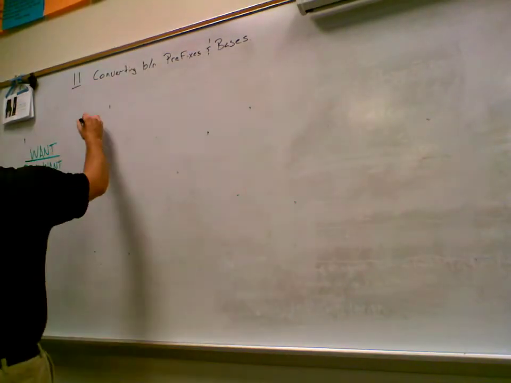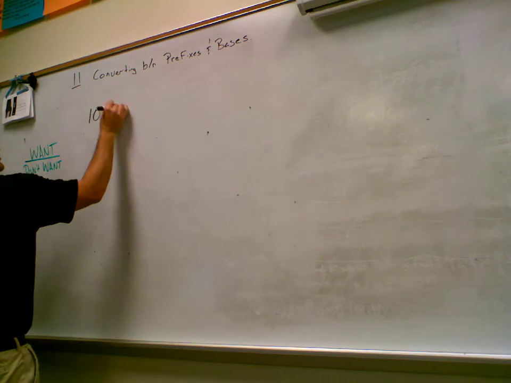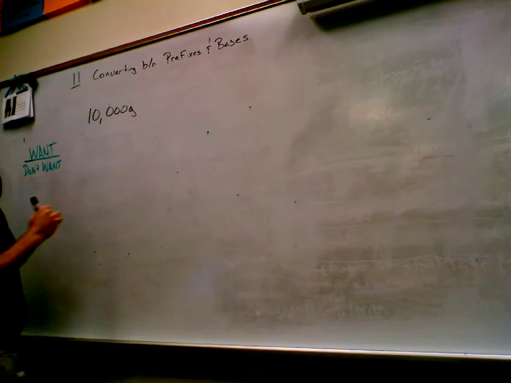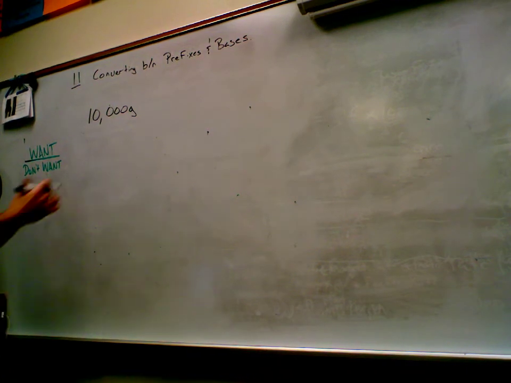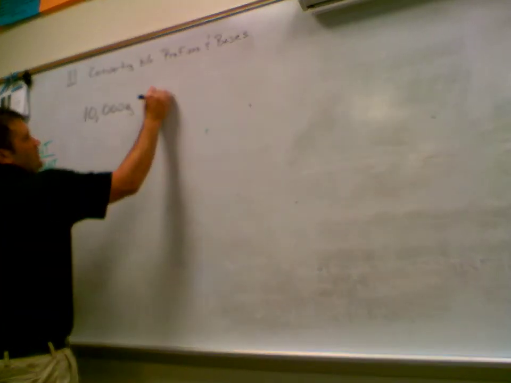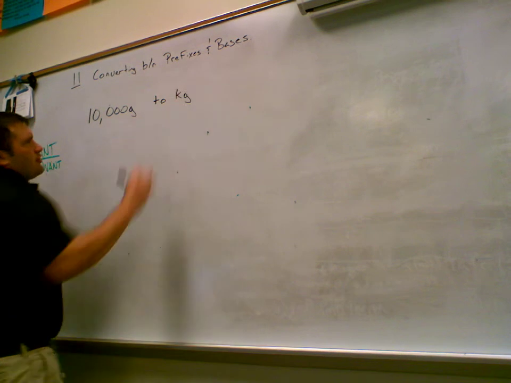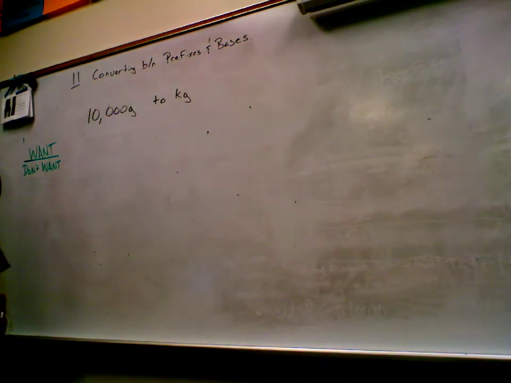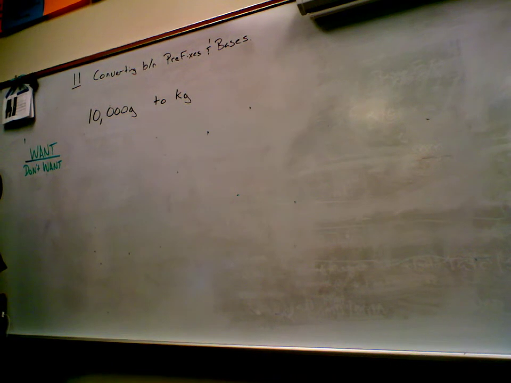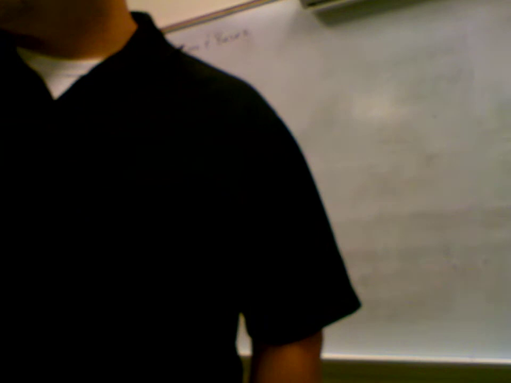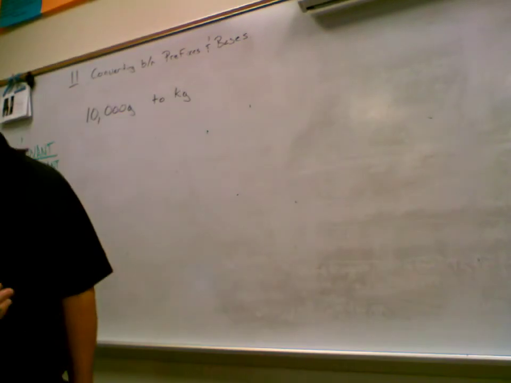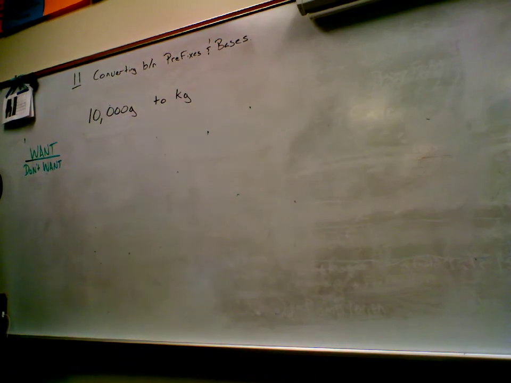So the question is, if I have 10,000 grams, right? An appropriate prefix for this is probably going to be kilograms, right? So how do I convert 10,000 grams into kilograms? Move the decimal place. How do I know how far to move the decimal place? The exponent. 10 to the third. How do you know 10 to the third? That's how much kilo is. It says on the chart, right?